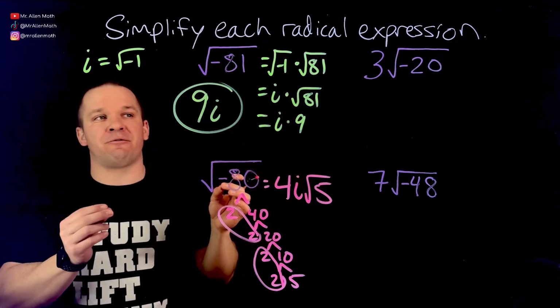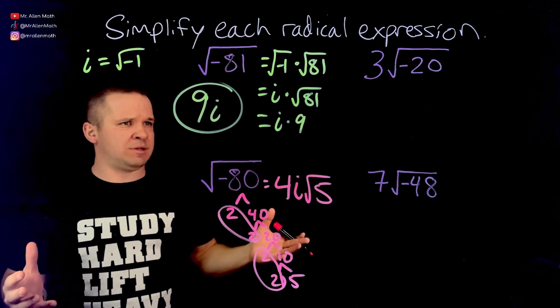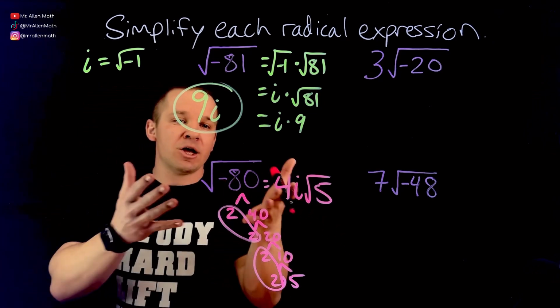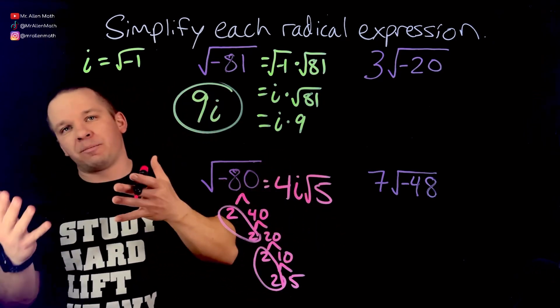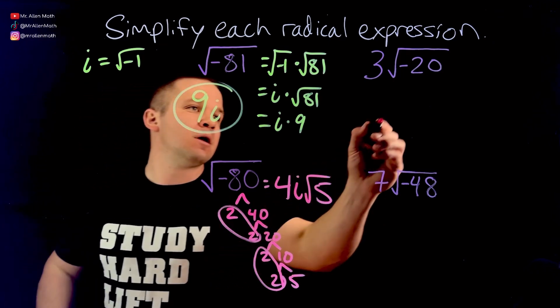I got a coefficient out front, a 3 out front. How do I deal with that? I'm going to break down the -20 just as I did here. Then I'll multiply the stuff to the 3 that comes out. Okay? So let's break it down.